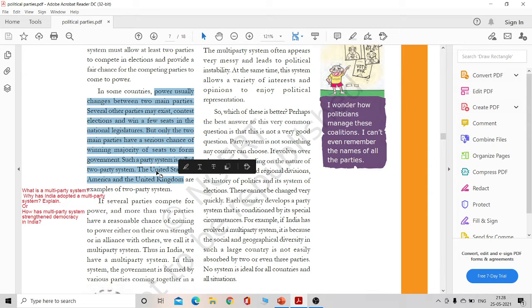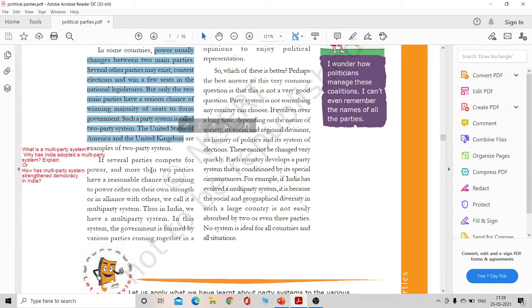So you may have heard that the United States has two parties, the Republicans and the Democrats, and they are the ones who contest elections, and whichever becomes the majority wins. So this is the two party system, right? Then we come to the multi-party system, and the example being India.